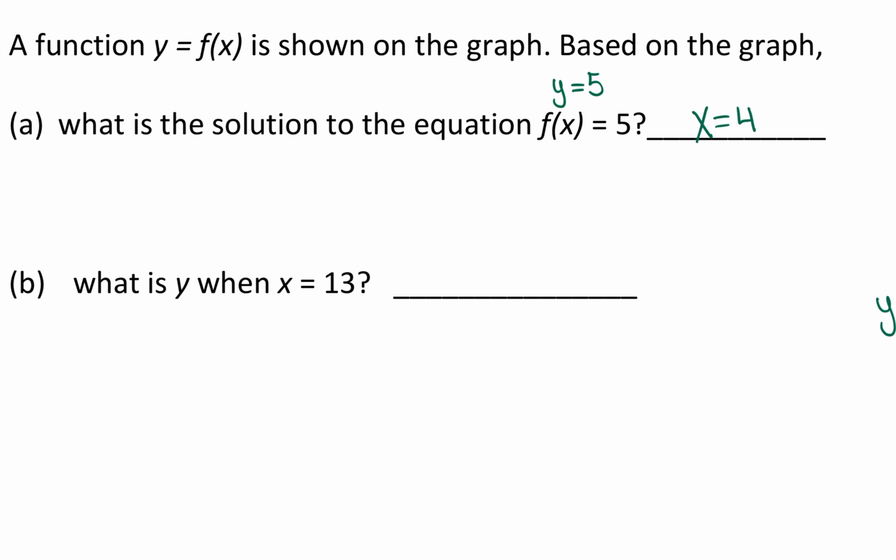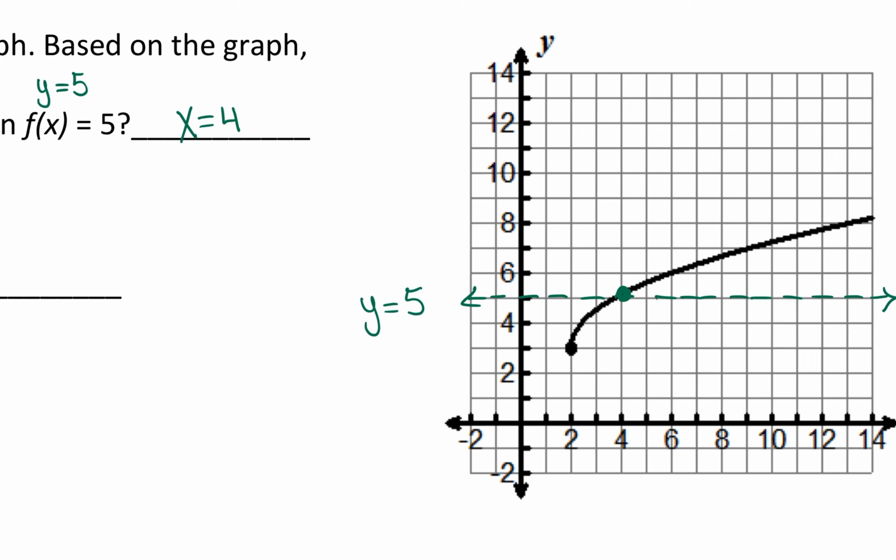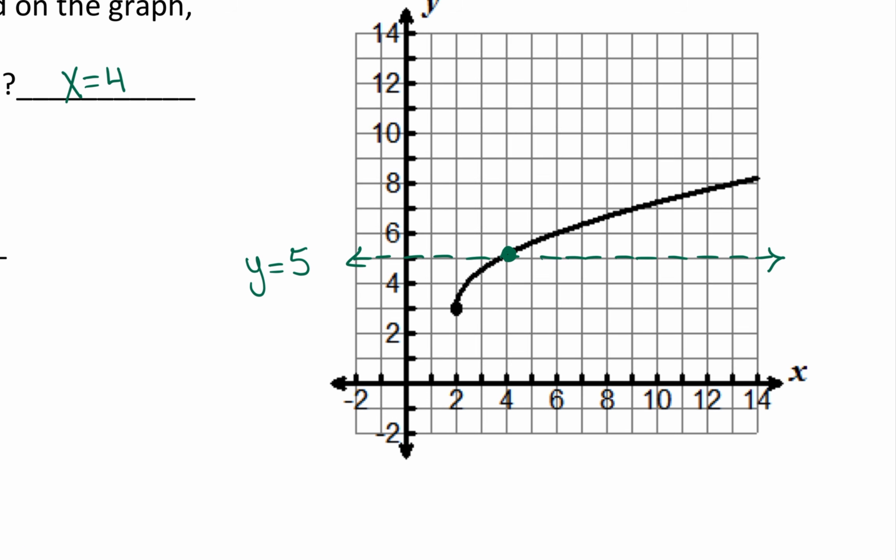Now the next question is, what is y when x is equal to 13? For this one, I am going to go to x equals 13, which is right here. This is x equals 13, and I'm going to create a vertical dashed line, okay? Going through x is equal to 13. And I'm going to label it x equals 13.